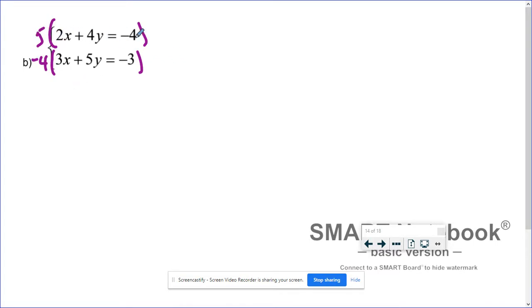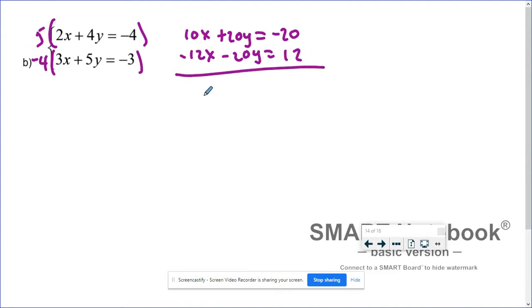So multiplying 5 through by everything up here, I get 10x plus 20y is equal to -20. Multiplying through by -4 down here, I get -12x minus 20y is equal to 12. When I add down now, I get -2x. The y is gone. And it's equal to -8. Divide both sides by -2, and I get x is equal to 4.